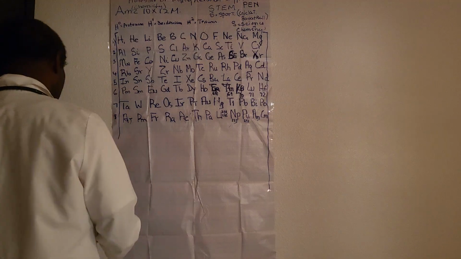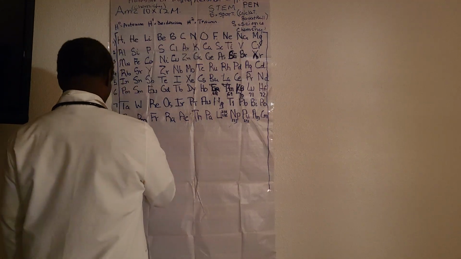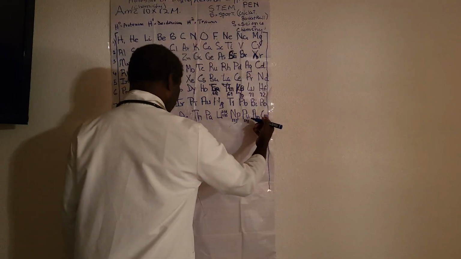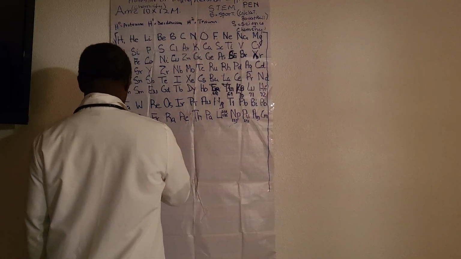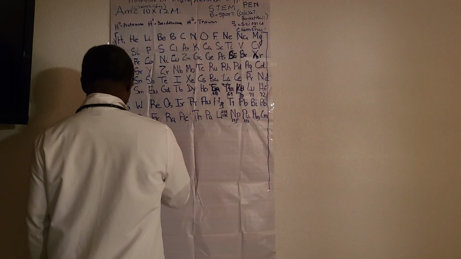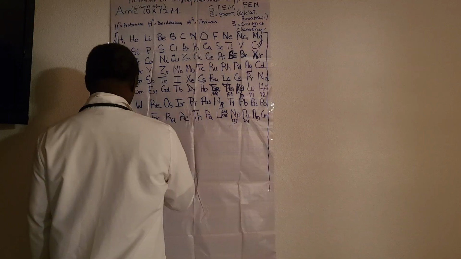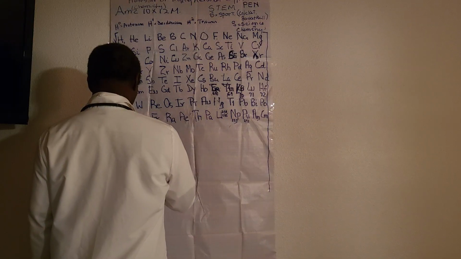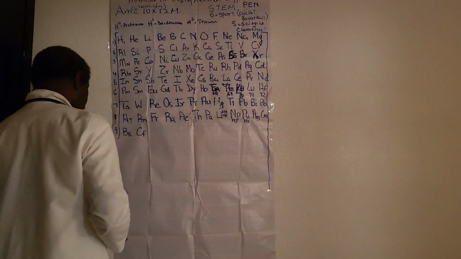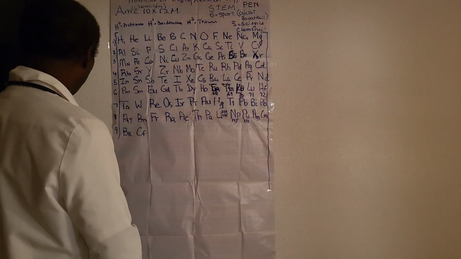Okay, so we reached a 10 by 12, so we have 2 rows to go. So we have 9, and this is now 96. 97 would be berkelium, Bk. 98 would be californium, Cf. 98 means the number of protons equals the number of electrons, which is the PE configuration. And when we add a neutron, we have the PEN configuration.